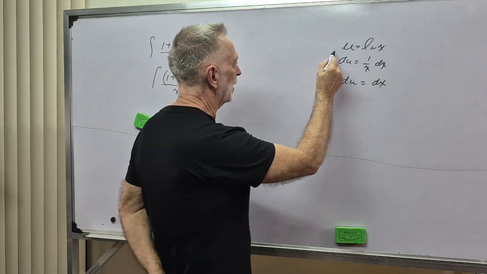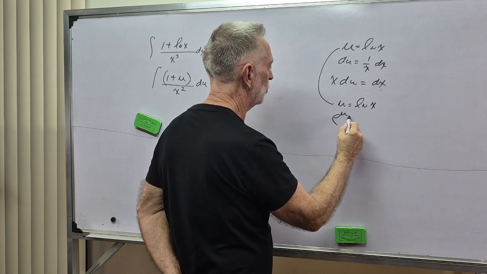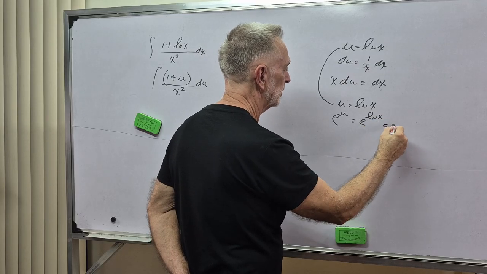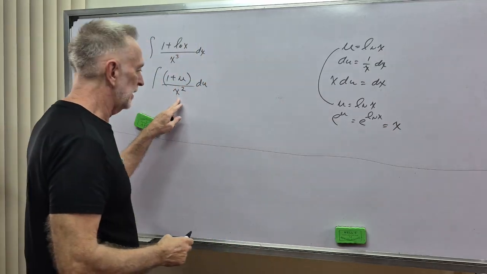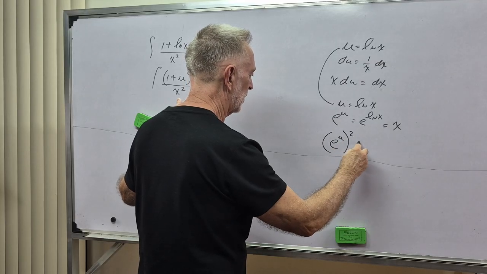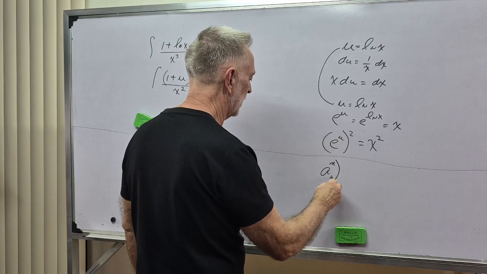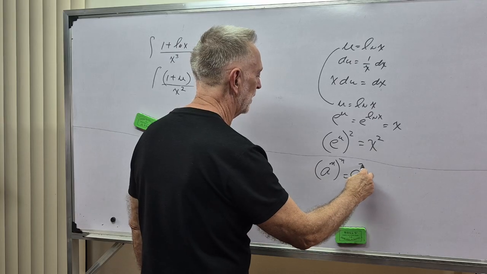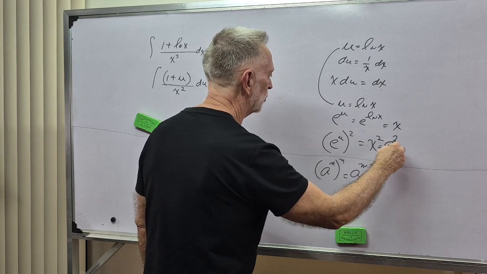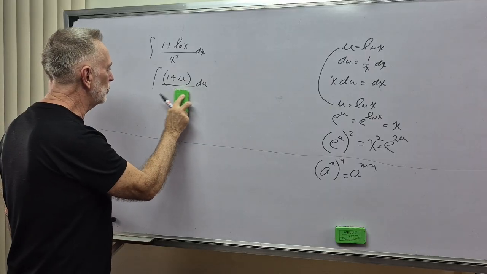So how can I solve for x? Well, if u equals natural log of x, e to the u equals e to the natural log of x, which is x. Awesome. But I need x squared. So I have e to the u squared equals x squared. Now you know a to the m raised to the n is a to the m times n. So this would be e to the 2u. So x squared equals e to the 2u.